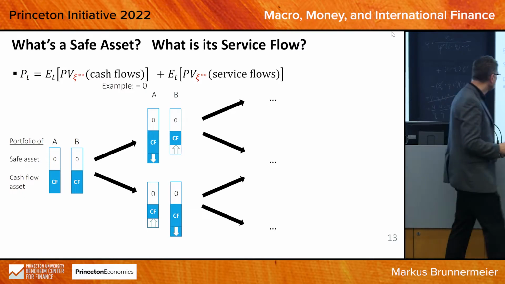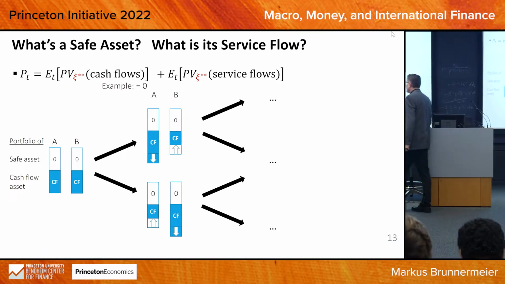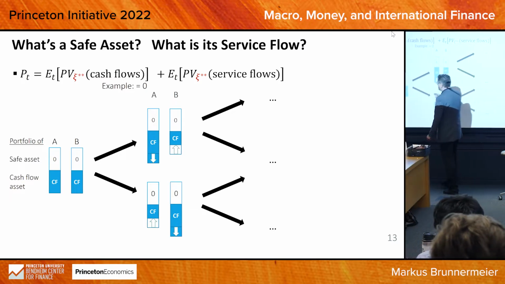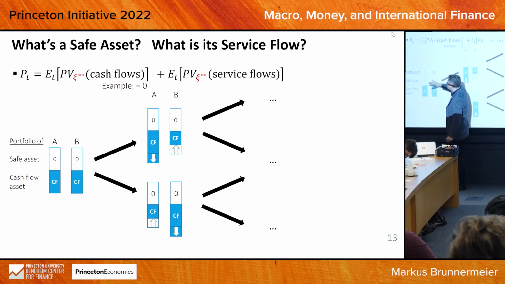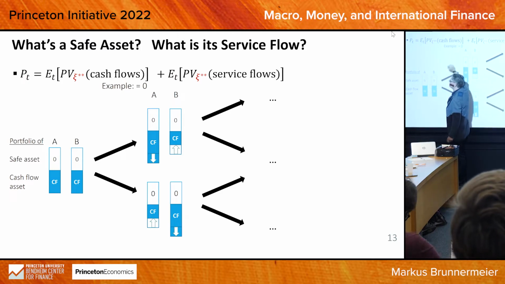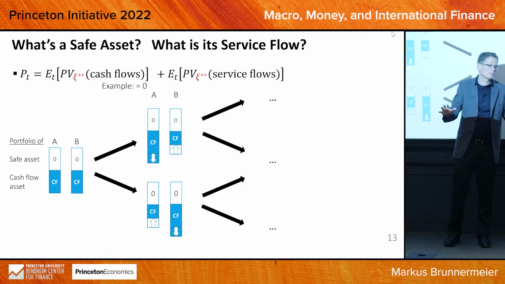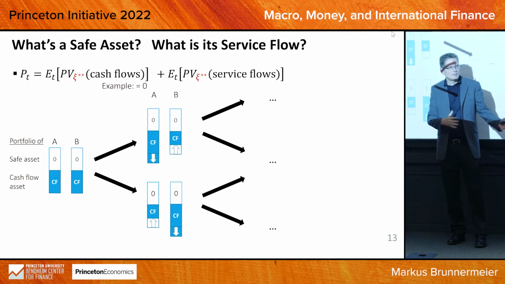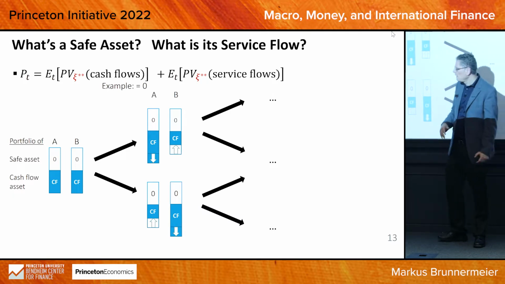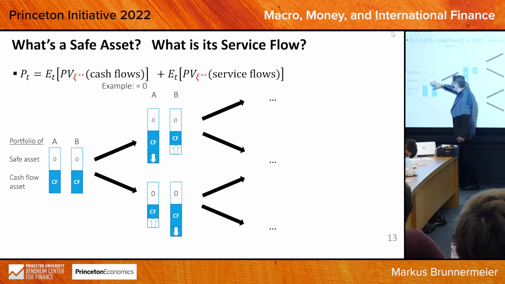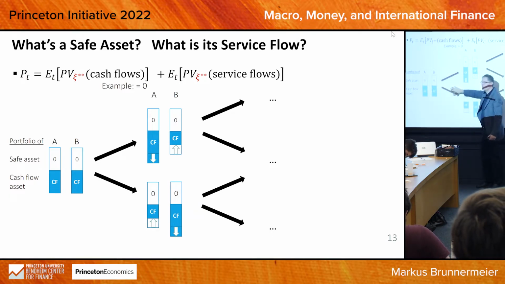So there are two guys, Alan and Beth, and they hold a safe asset. Let me just assume that the cash flows are zero. There's never any cash flow. The standard asset pricing would say that if cash flow is ever zero, the price of the asset should be zero. But it has a service flow. So Alan and Beth have a portfolio of the zero cash flow safe asset, and a positive cash flow asset, this blue one. And then the world is going up or going down.